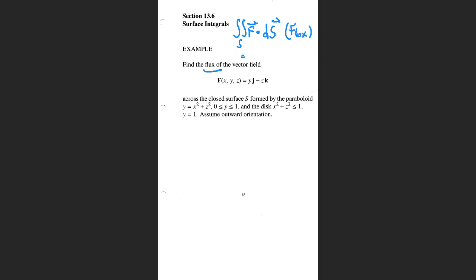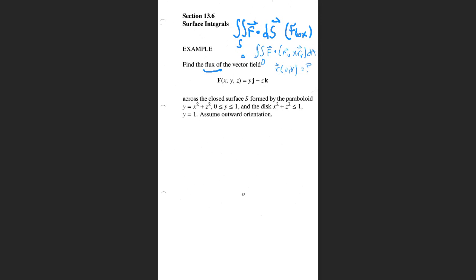We established that the flux across a surface can be found by computing a double integral over some region D of the vector field F dotted with the cross product of the derivative vectors, dA. So, of course, you have to find what r of u and v is.